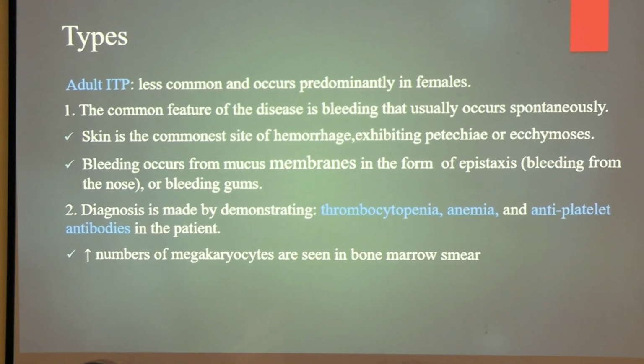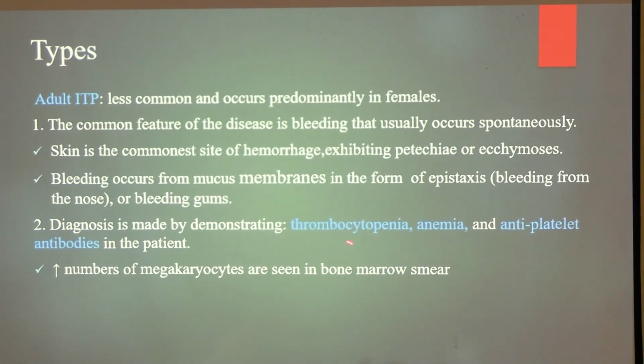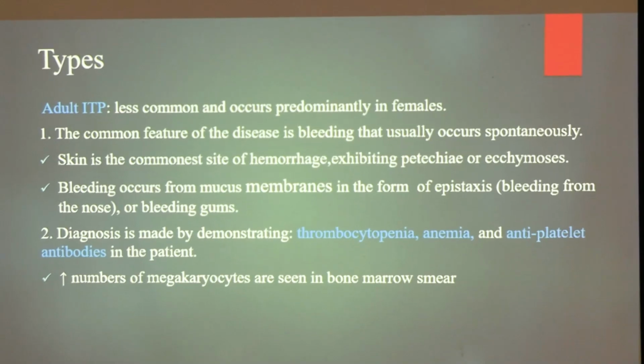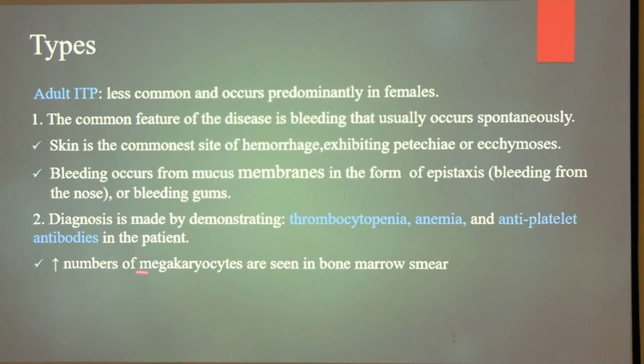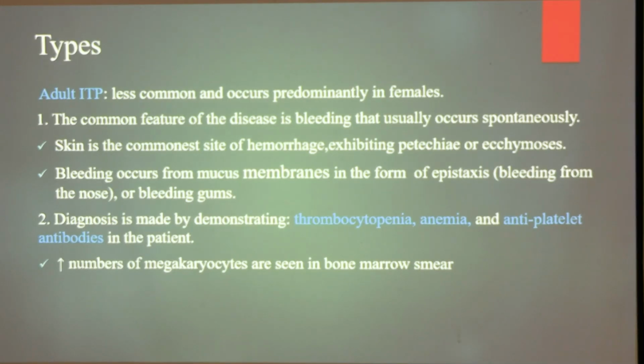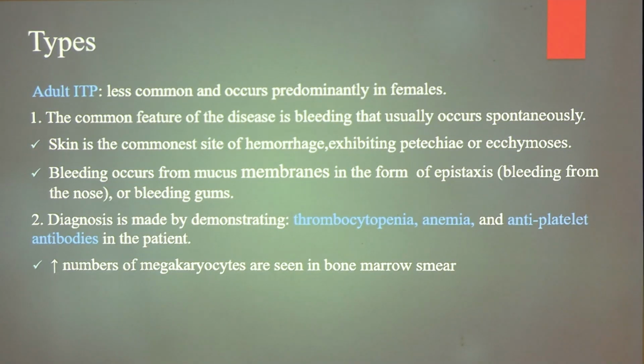The patient will give you a history, and diagnosis is based on demonstrating thrombocytopenia, then anemia, then antiplatelet antibodies in the patient. If you do a bone marrow smear, you will see an increased number of megakaryocytes. So what are these megakaryocytes? Anyone knows? Those are where the platelets develop. They are present in the marrow. From megakaryocytes there will be many fragments, and from there the platelets develop.